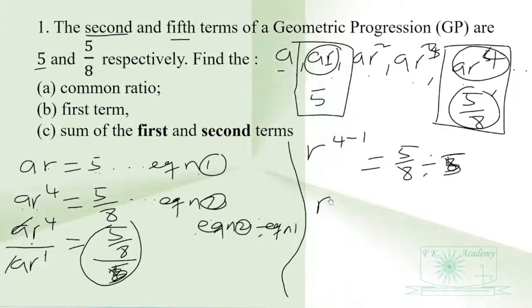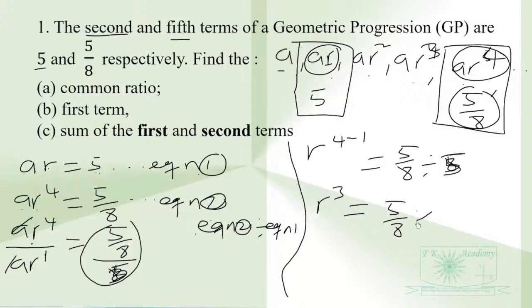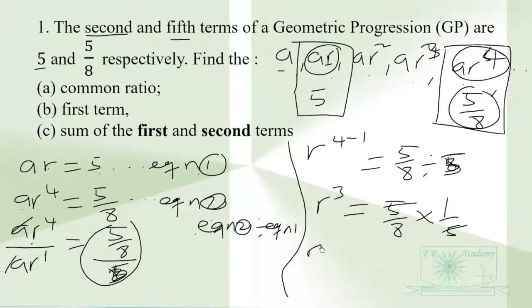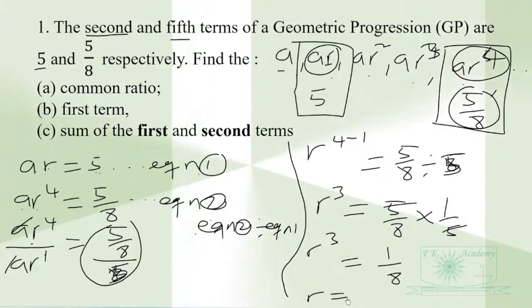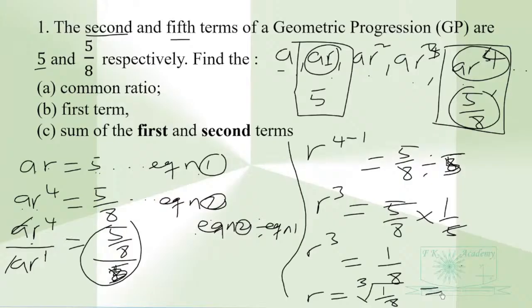So this will give you R exponent 3 is equal to 5/8 times 1/5. So the 5 will get rid of the 5. We have R exponent 3 is equal to 1/8. So R will be equal to the cubic root of 1/8. So you can use your calculator here and you see that the value of R is 1/2. So the common ratio is 1/2.